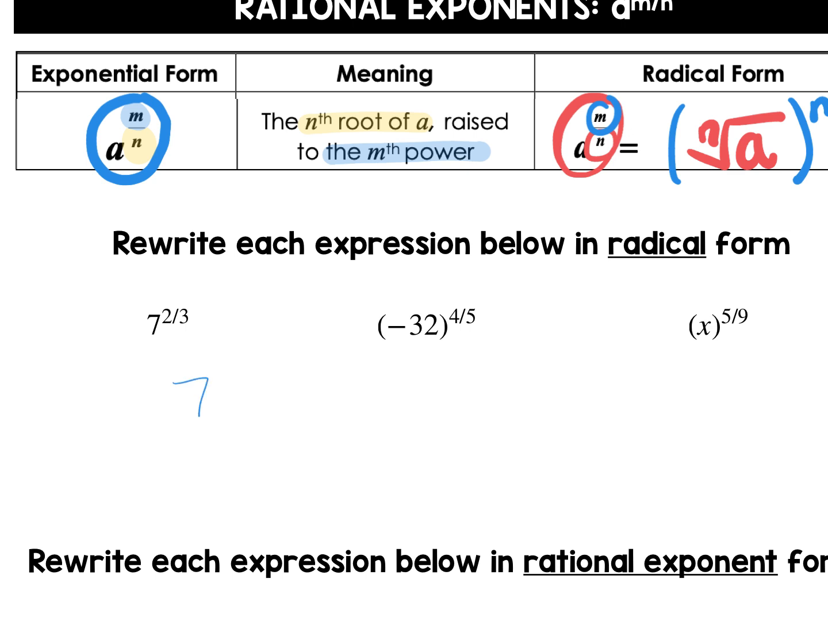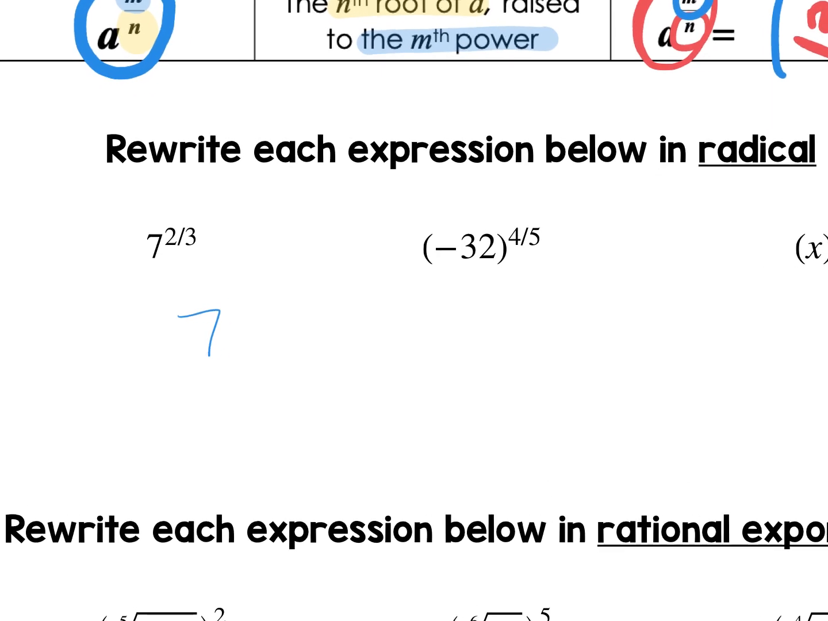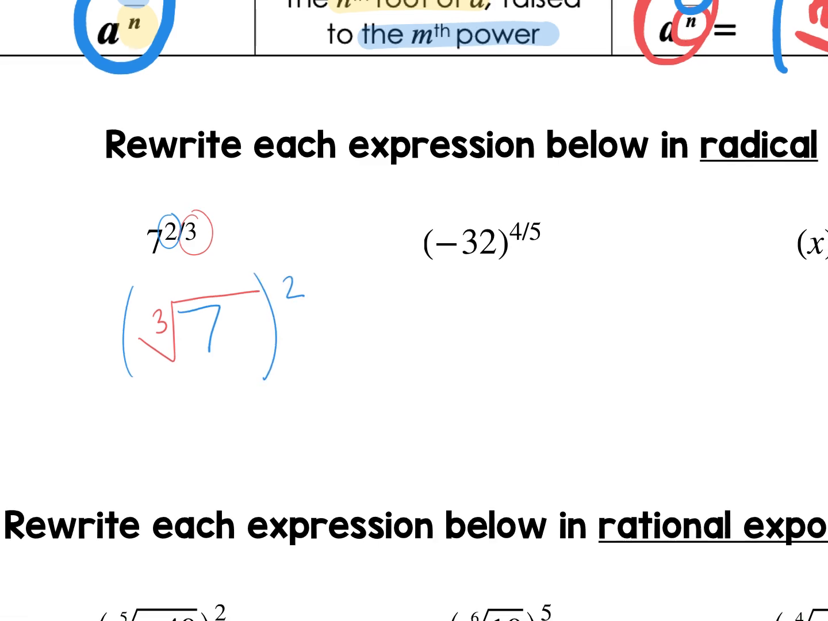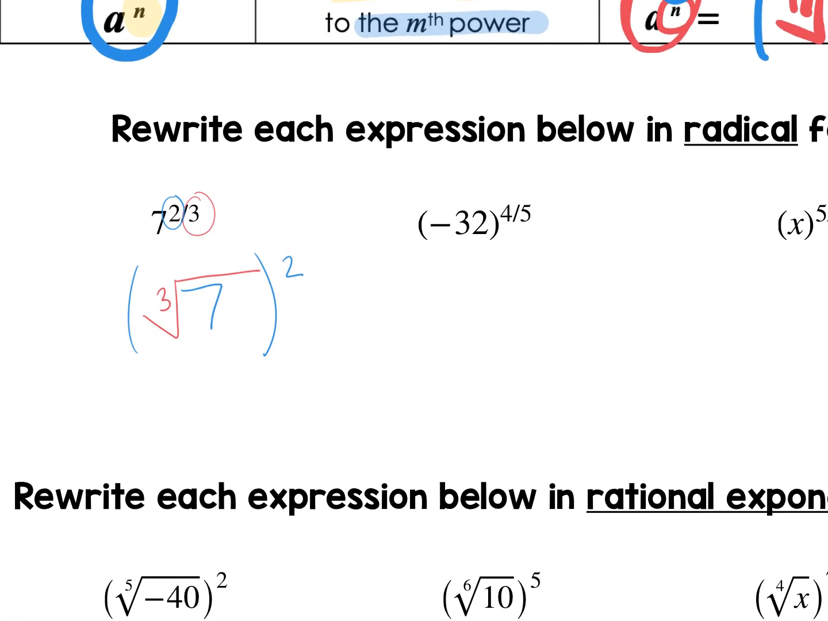We're still going to write a 7. Whatever number is in the bottom of this fraction, which is 3, that's the kind of root you're taking. So you're going to take the cube root, or the third root of 7, and then whatever number is in the top of the fraction, that's the power that it goes to. So 2. We're just supposed to rewrite it in radical form.